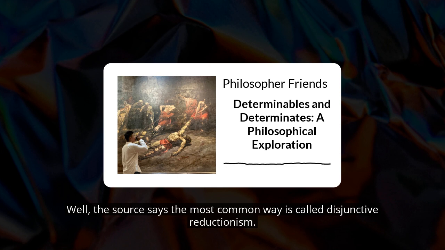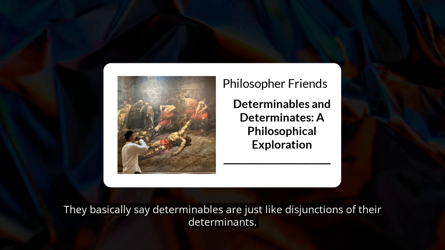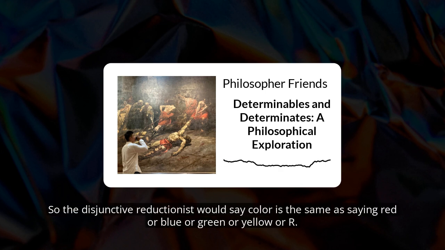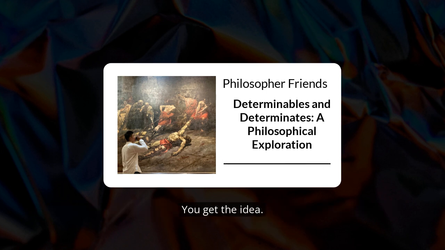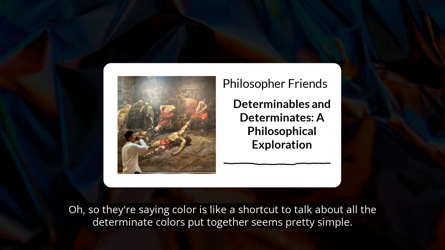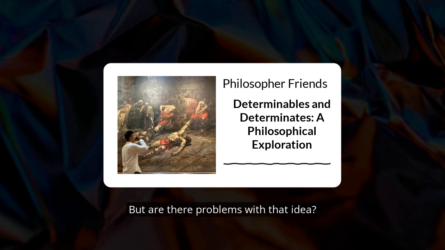Well, the source says the most common way is called disjunctive reductionism. They basically say determinables are just disjunctions of their determinates. Wait, remind me, disjunction, what was that again? It's been a minute since my logic class. Think either-or. So the disjunctive reductionist would say color is the same as saying red or blue or green or yellow or so on. You get the idea, all the possible colors. The determinable is just one big either-or statement about all the specific options. Oh, so they're saying color is like a shortcut to talk about all the determinate colors put together. Seems pretty simple, but are there problems with that idea?